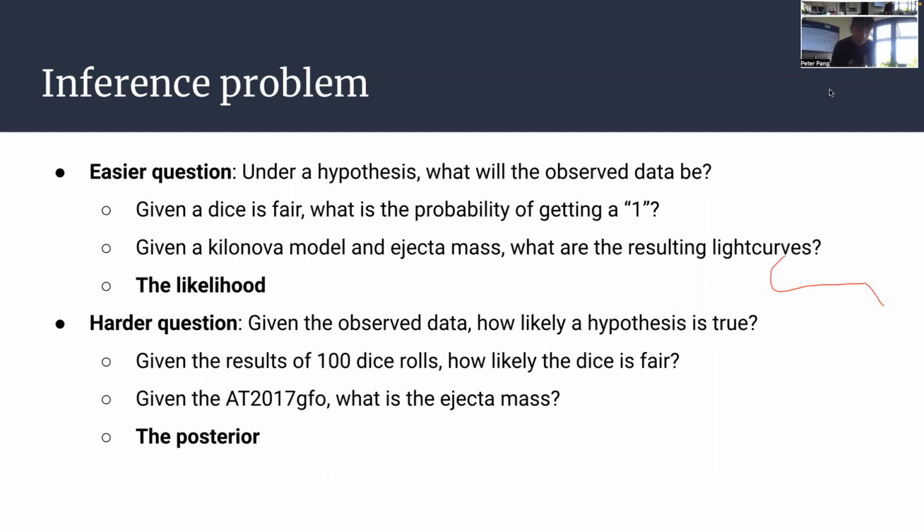Why is there a red line around here? It's what we refer to, in the Bayesian statistics point of view, as the likelihood. The harder question is the other way around.